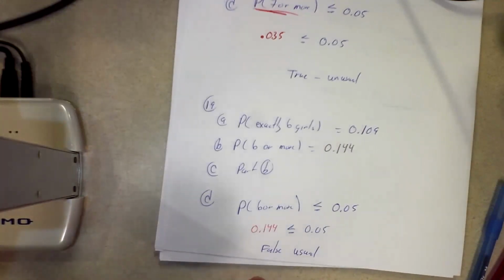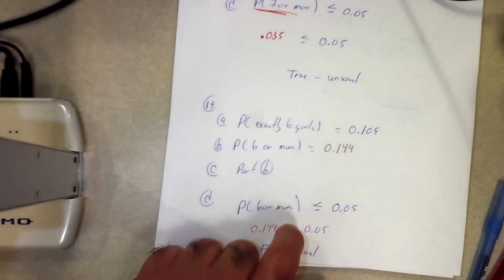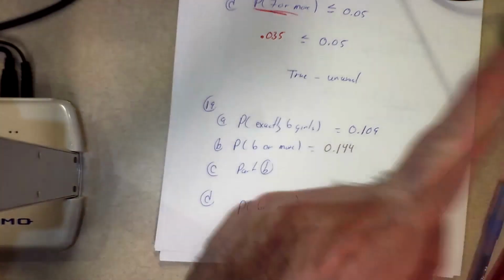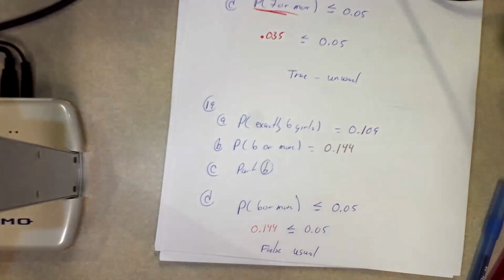So you have options. You can do the shortcut, or you can find the mean, standard deviation, and variance, and find whether or not 6 or more is usual or unusual.